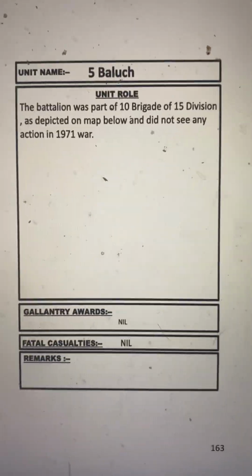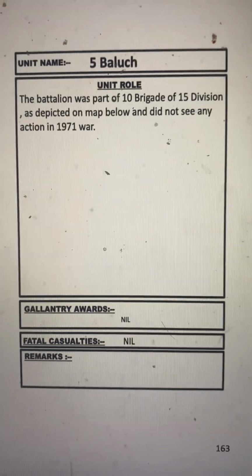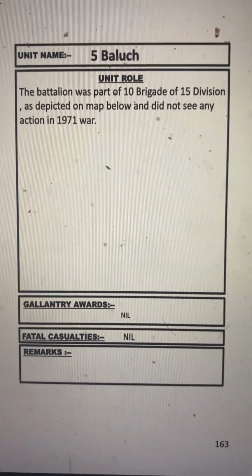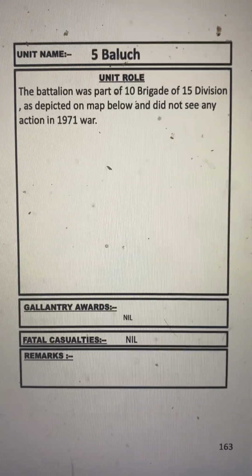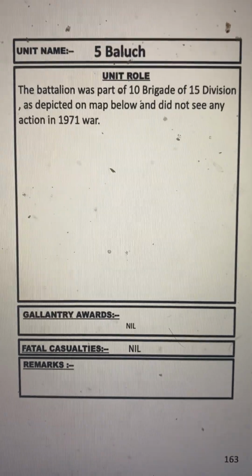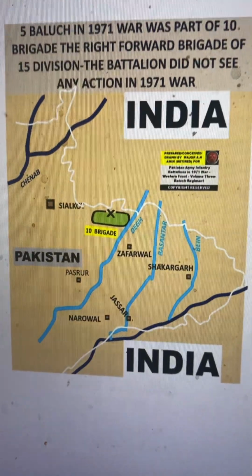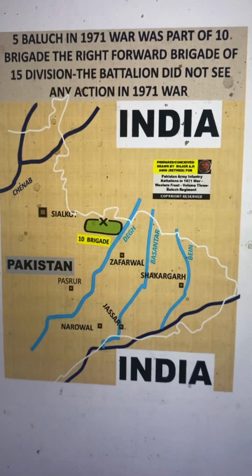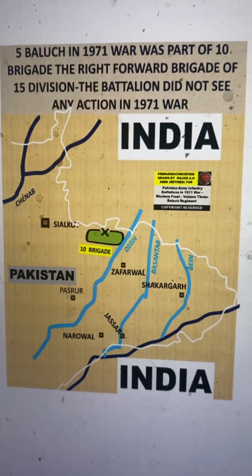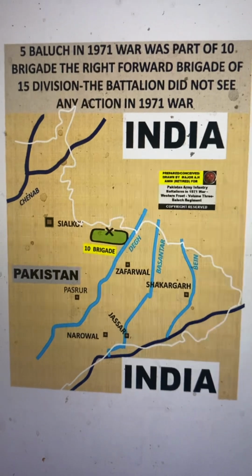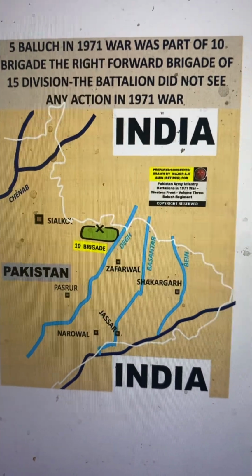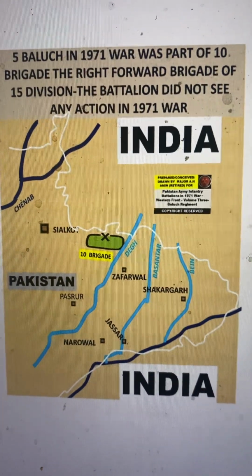5 Baluch. The battalion was part of 10 Brigade of 15th Division as depicted in the map and did not see any action in 71 war. Gallantry awards nil, fatal casualties nil. As you can see, this was the 10 Brigade and 5 Baluch was part of 10 Brigade, the right forward brigade of the 15th Division. The battalion did not see any action in 1971 war.